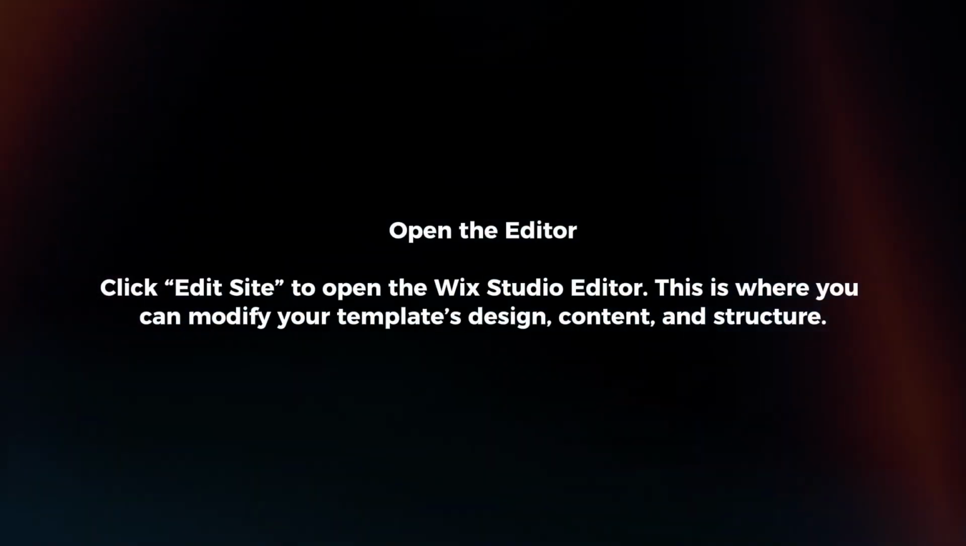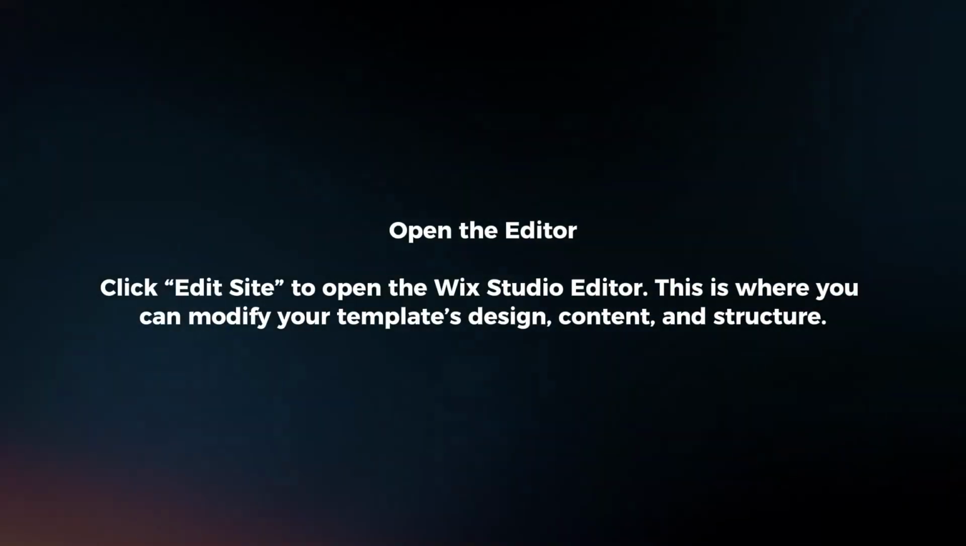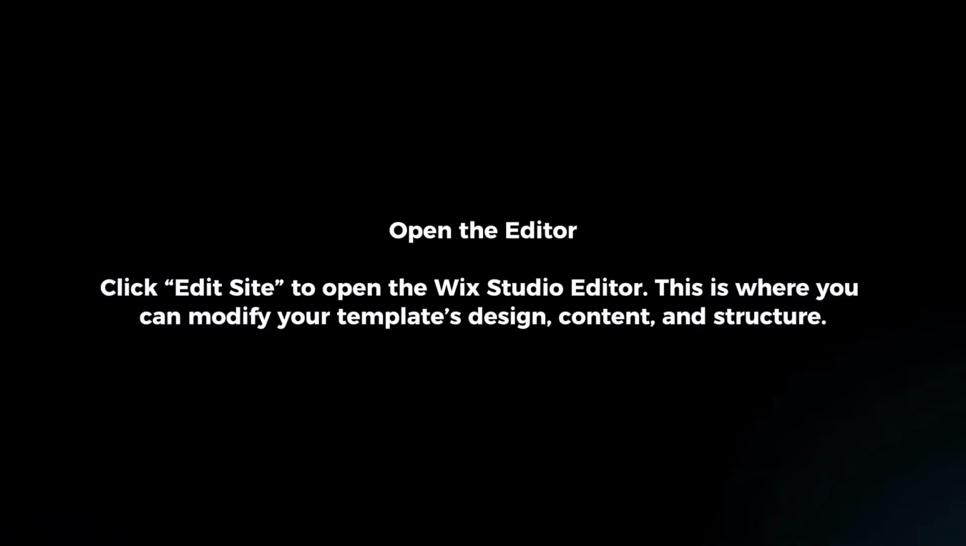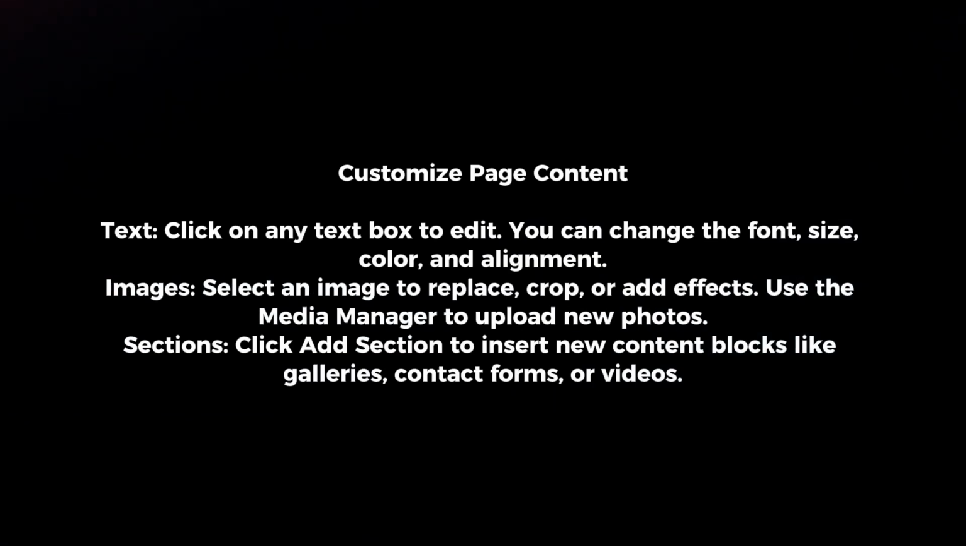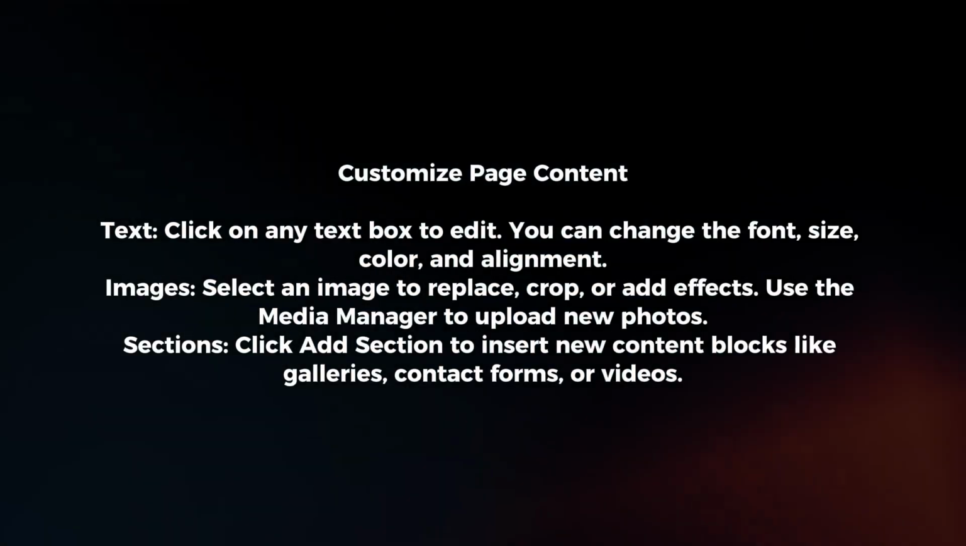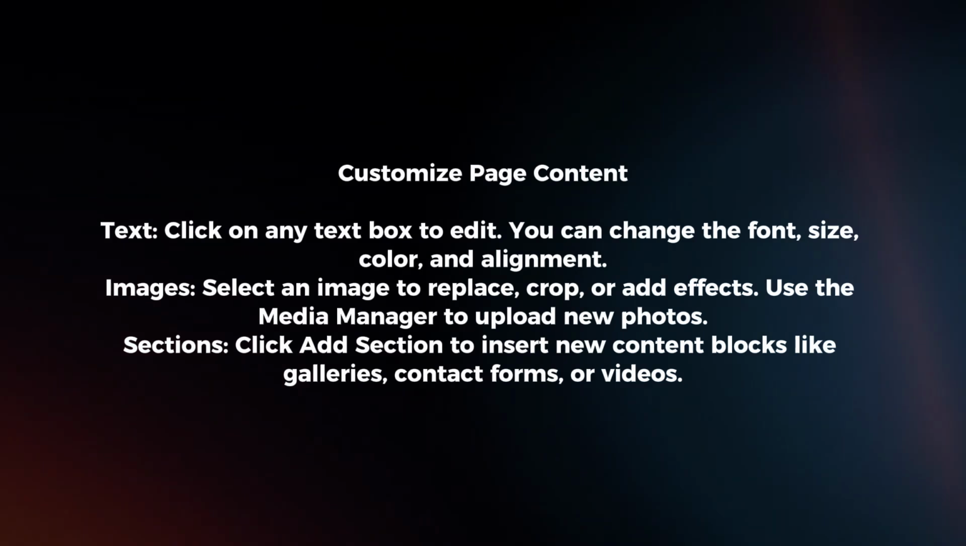Open the editor. Click Edit Site to open the Wix Studio editor. This is where you can modify your template's design, content and structure. Customize page content. Text. Click on any text box to edit. You can change the font, size, color and alignment.